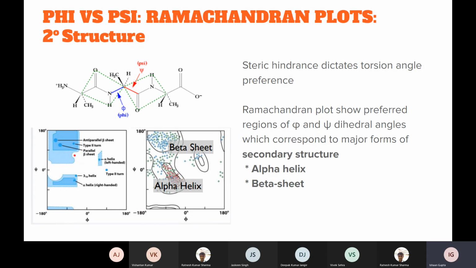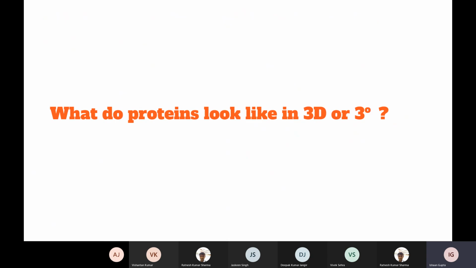We call these secondary structure shapes because they can be described on a paper sheet, and therefore these can be of two kinds. It could be an alpha helix or it could be a beta sheet, and this can be basically seen through these kinds of Ramachandran plots.